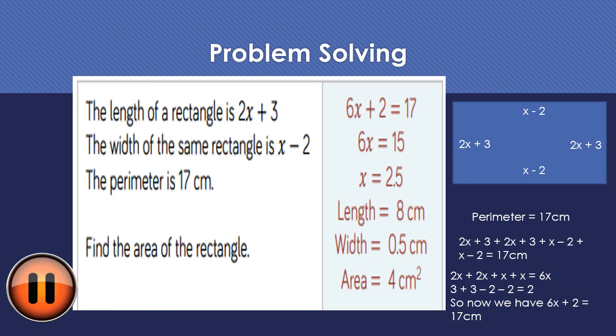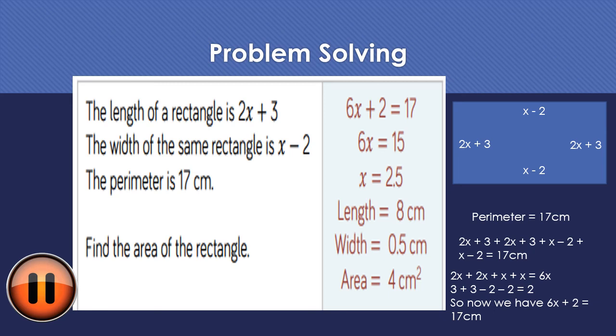If we look at our width, x minus 2, that's the same as 2.5 minus 2. 2.5 minus 2 gives us 0.5. So now we know the width. So our length is 8 centimeters and our width is 0.5 centimeters.